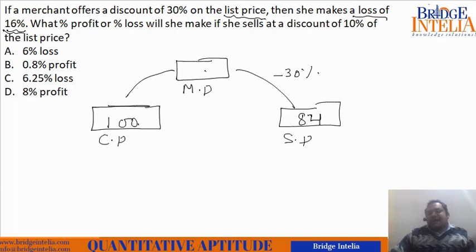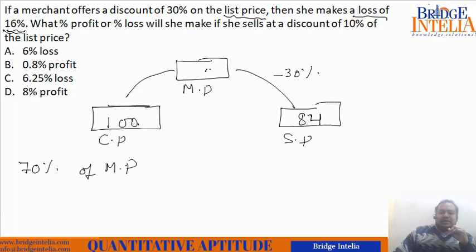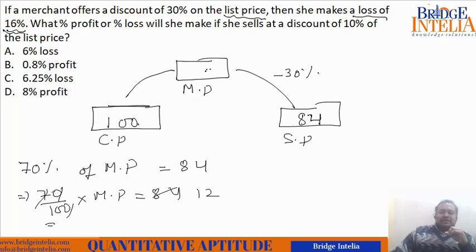What is the marked price? Whatever the marked price is, you have given a discount of 30%. So you can say that 70% of marked price, when calculated, came out to be 84. So based on this, what is the value of marked price? Let's see. So 120. So marked price is equal to 120.